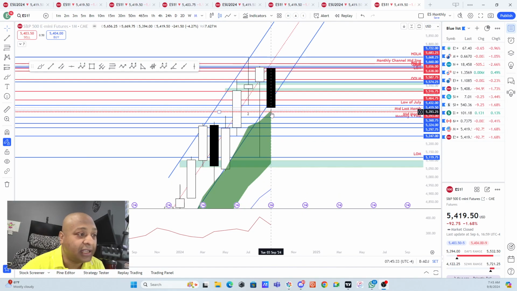On the downside, if we are breaking down this 5394 area, we will come to this 5364, 67 to 64 area. And after that, we can see the 5320 area and then come down to the 5200 area.